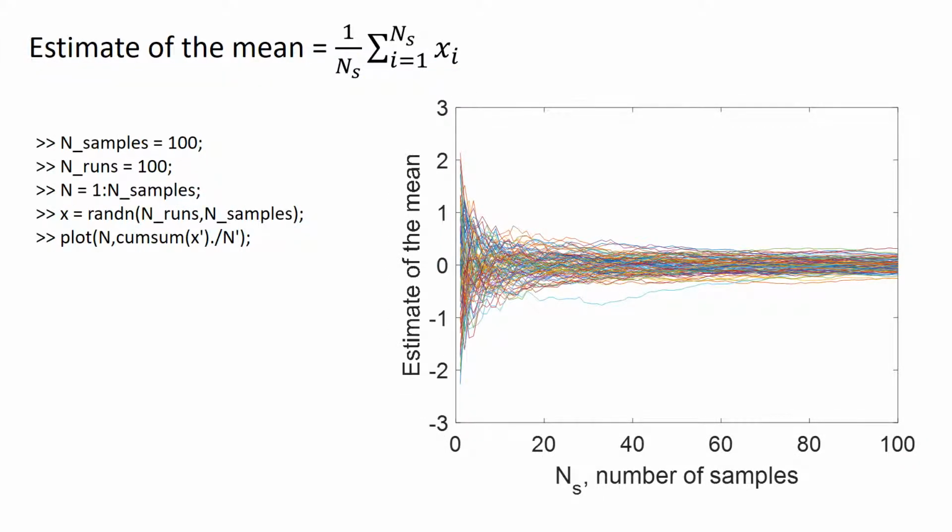Okay, so now let's go back to having 100 samples. But instead of doing that experiment only once, let's do it 100 times. So that's what these codes do. Just like before, as you average more of your samples together, your estimate of the mean tends to get closer to the expected mean of 0. But there's random variability in how each of the 100 runs comes out.